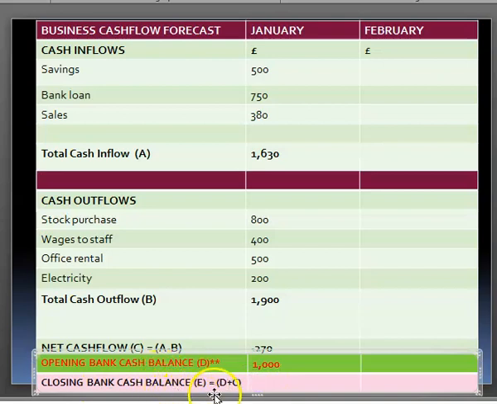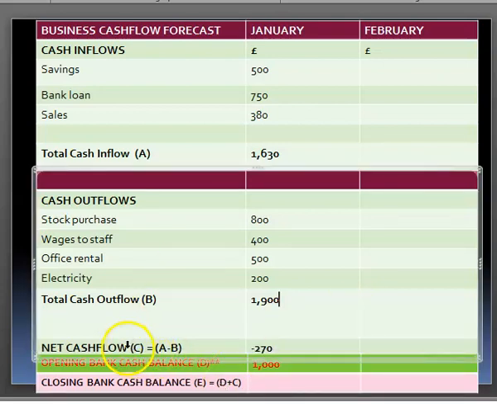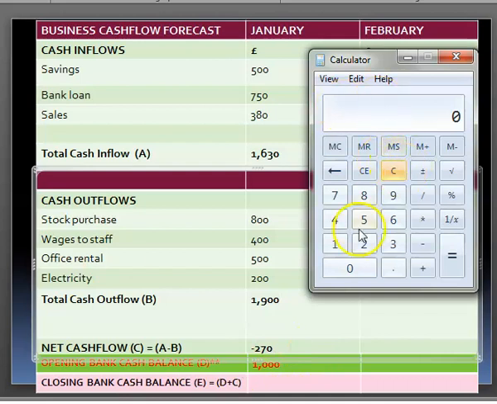bank cash balance, which is going to be D, because the opening bank cash balance is section D. It's going to be section D plus section C. This is the C, net cash flow. So it's going to be D, which is £1,000, plus minus 270. Let's do the calculation to see how much we get. £1,000 minus 270.